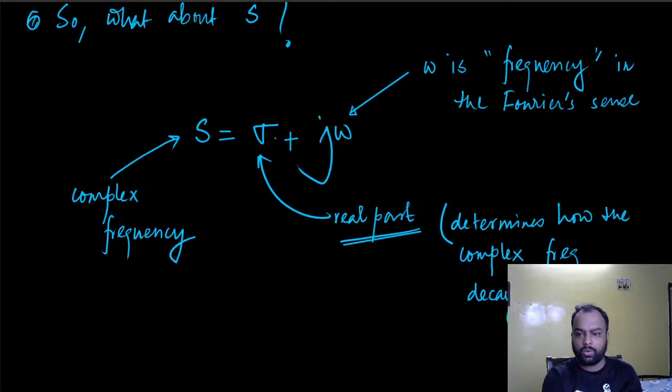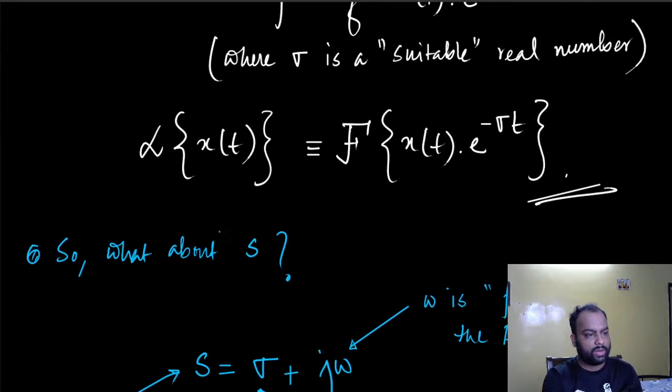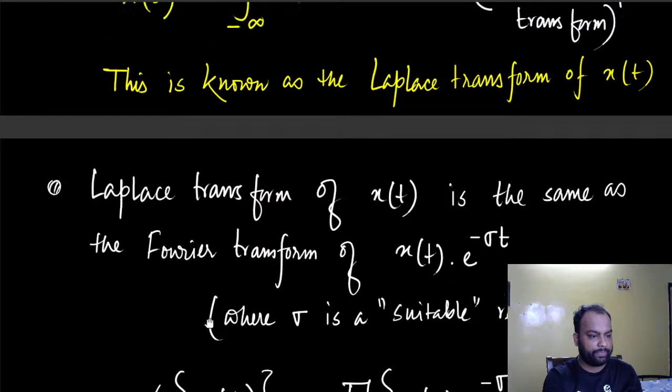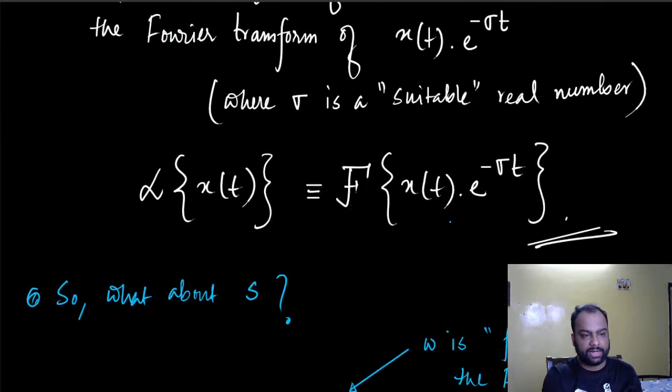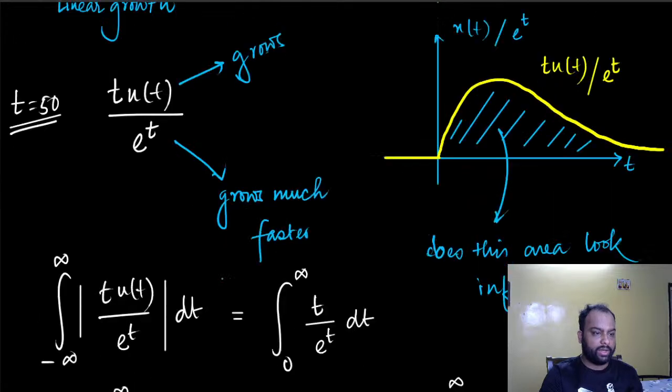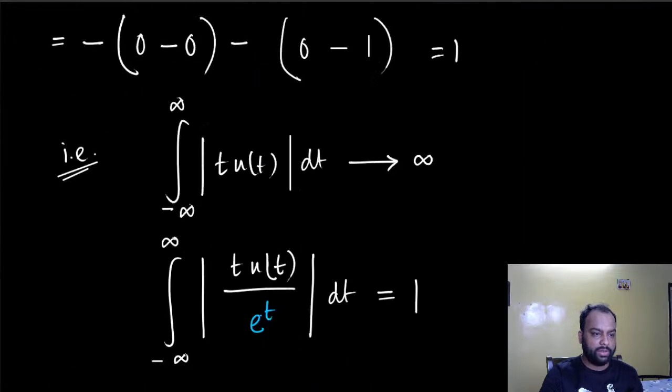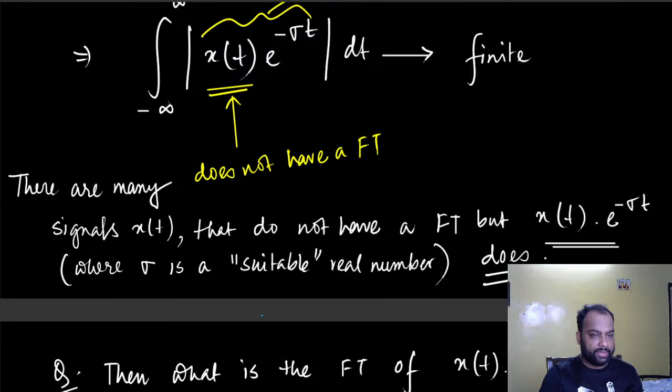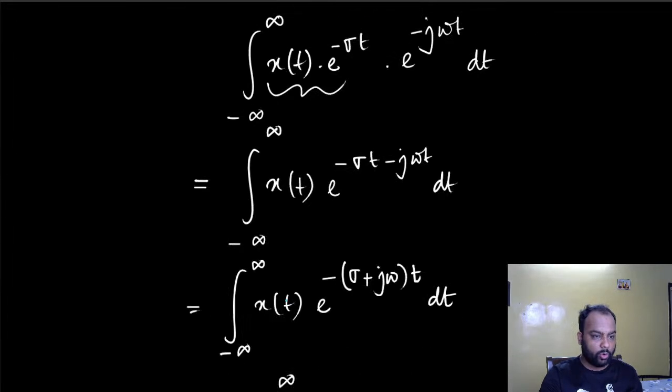Someone is asking, how do I write x of sigma plus j omega as a Fourier transform of this? This is the capital X, right? We have actually derived this: the Fourier transform of x(t) times e to the power minus sigma t is essentially the Laplace transform of x(t). We have seen how this turns out. If you are joining late, you can go back and follow along.